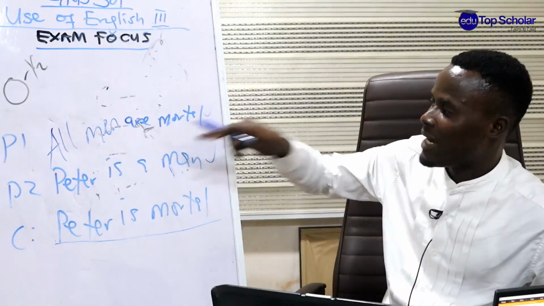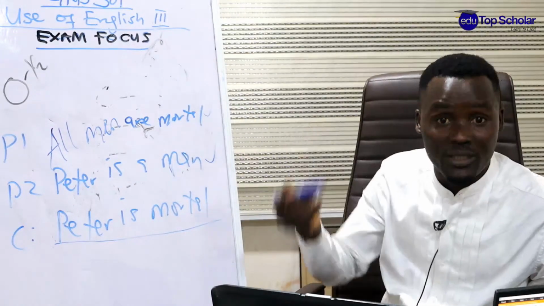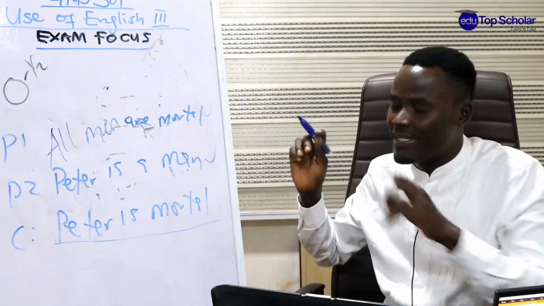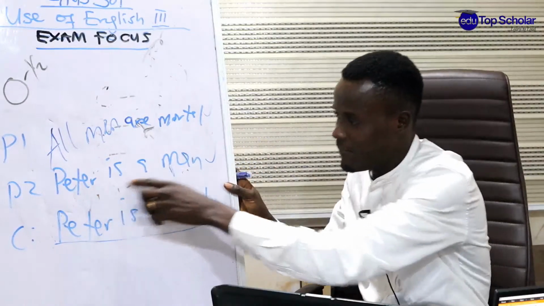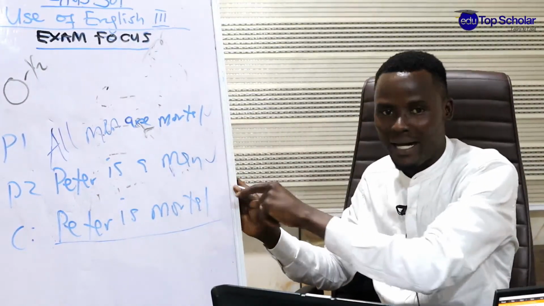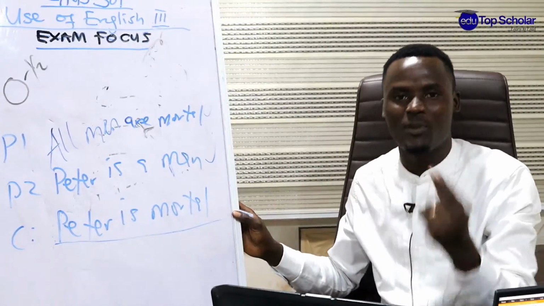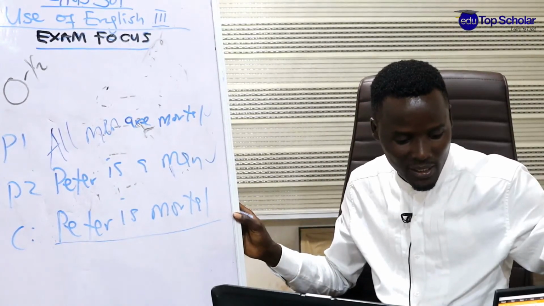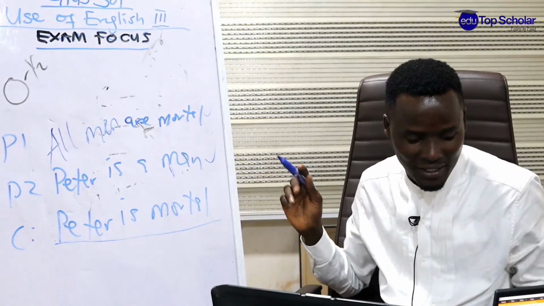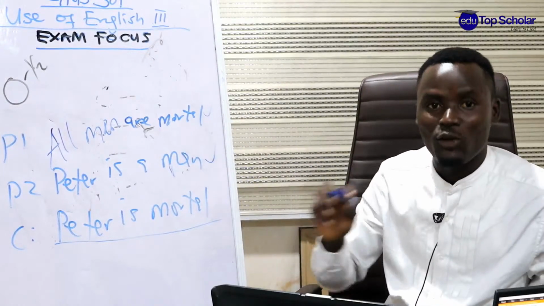So all men are mortal. The word mortal means all men will die. We are now saying there is a guy whose name is Peter. He's also a man. Conclusion: Peter is mortal. Peter is going to die. So the question is, is this argument valid or invalid? Now, this argument is valid.